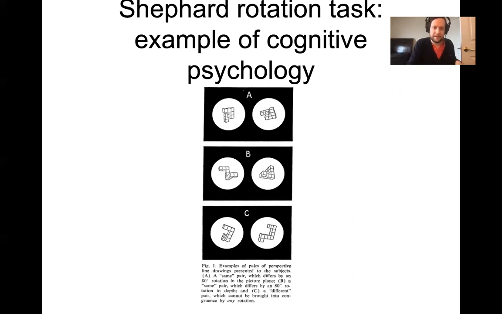So here is a classic example of cognitive psychology: the Shepherd rotation task. And in this study, people are shown two different shapes, like these two shapes right here. This is trial one. In the task, the participants are supposed to look at these two shapes, and they're asked, are these two shapes the same or are they different?